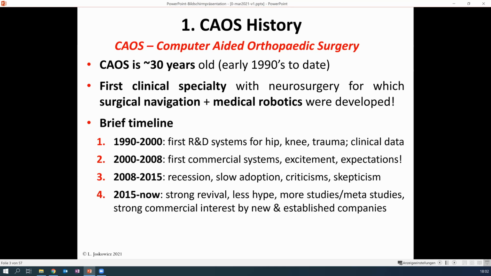And then around 2000, with the introduction of the commercial systems, we all thought that this was going to really become the standard of care very soon. And this happened throughout about 8 years. Some of you might be old enough to remember that there was a recession in 2008 and there were some economic challenges, and this really created a lot of challenges.